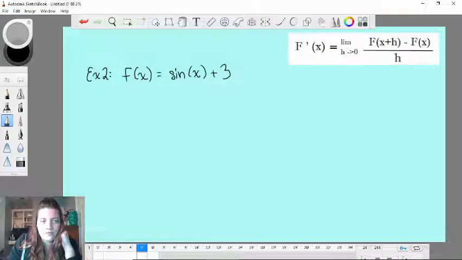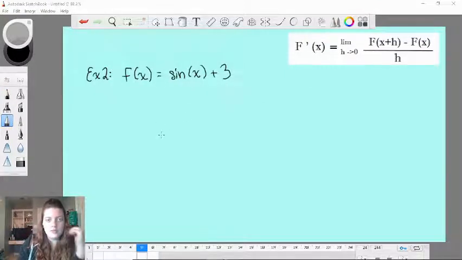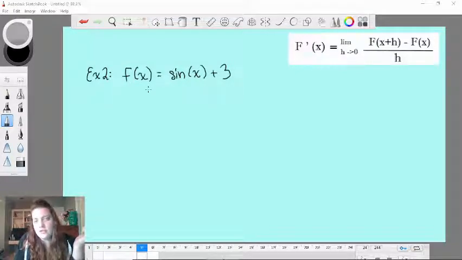Okay, so now we're going to go ahead and move on to a second example. I'm just going to do 3 examples on this video. So our second example, we haven't done a trigonometry problem yet, so let's go ahead and do a simple one. This is in terms of f of x equals sine of x plus 3. Using this formula to find the derivative, let's find the derivative.